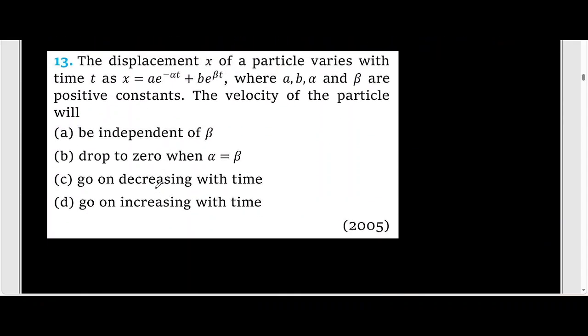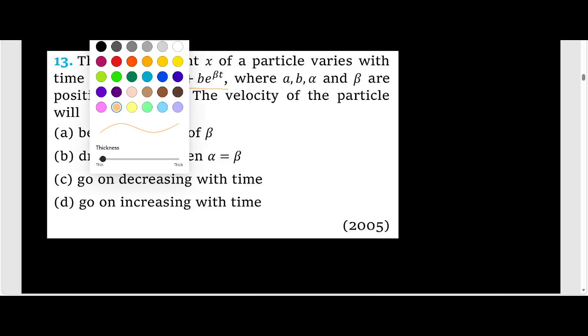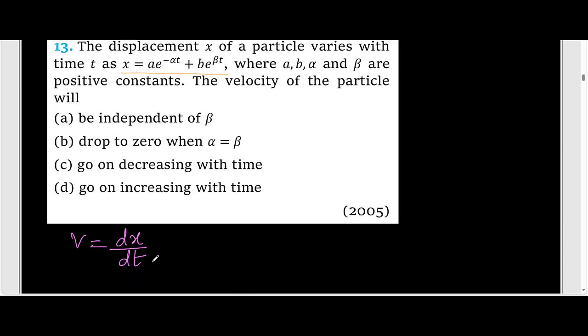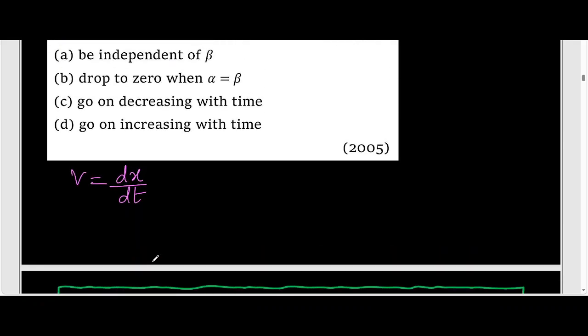Now, the displacement x of the particle varies with time t as x equals some expression, and it is pretty clear from the expression that it depends on exponents, e power minus alpha t and e power beta t, where a, b, alpha, beta are all positive constants. Velocity of the particle will be, so what will be the velocity of the particle? It is differentiation of x with respect to time. Now differentiate this, how much do you get?